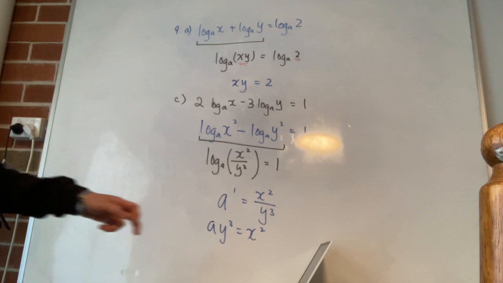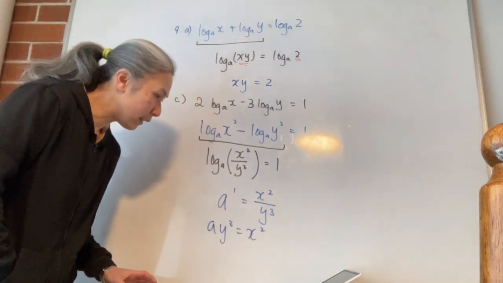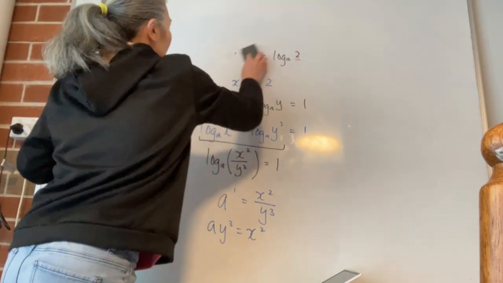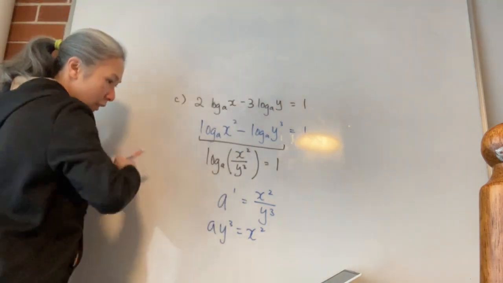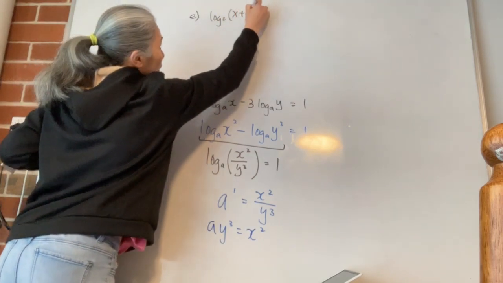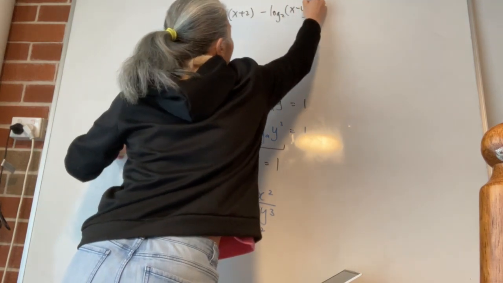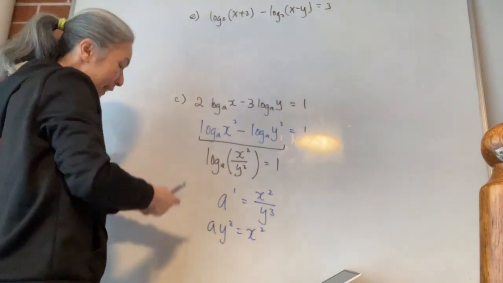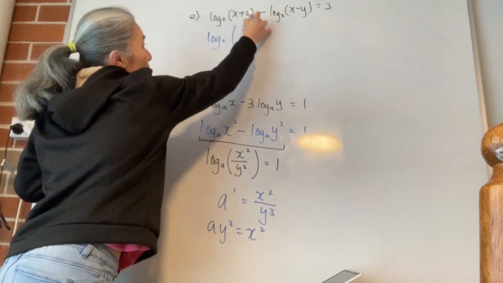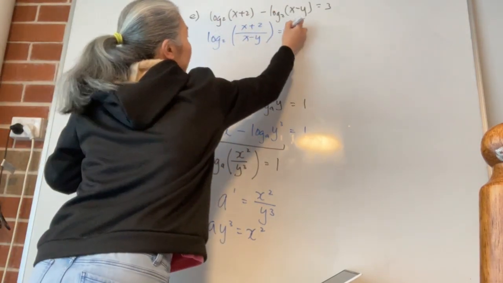So Miss, what do we do with E then when it's a 3 instead of a 1? Question E. Yeah. Oh, it's still the same. Yeah, let's look at it. Question E. You have log 2 (x plus 2) minus log 2 (x minus y) equal to 3. Okay, so first thing is join up the first two, right? Minus means divide. (x plus 2) on (x minus y) and equal to 3.